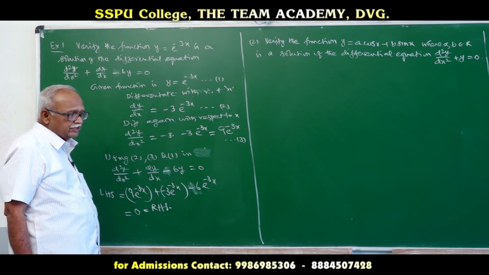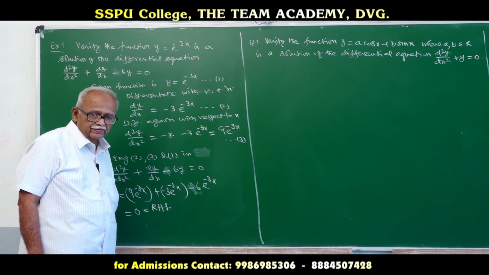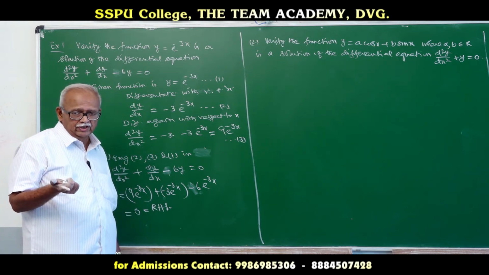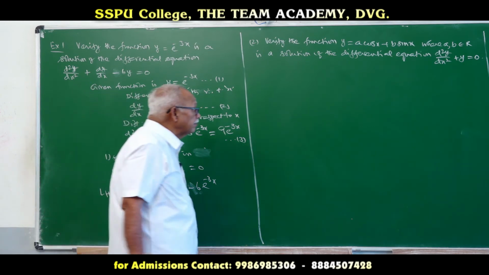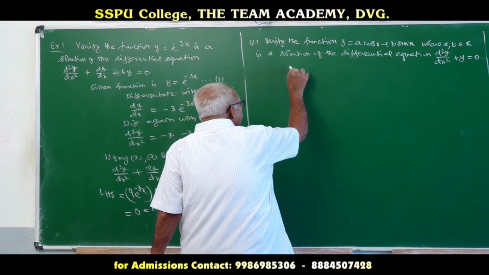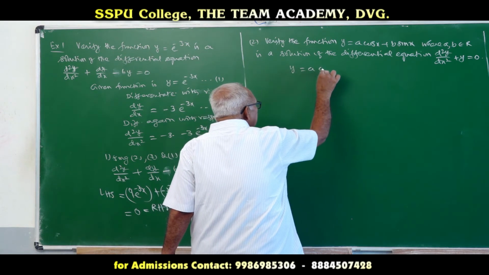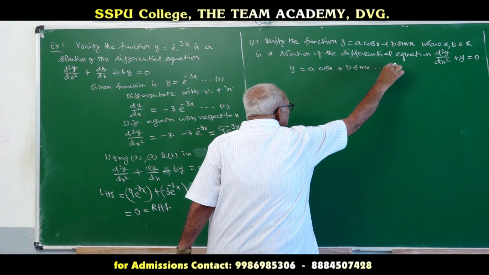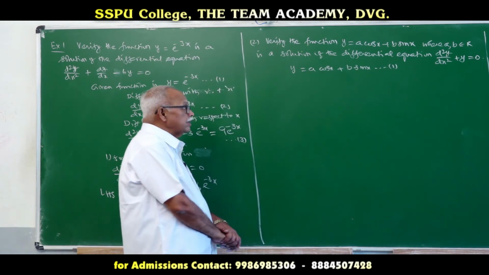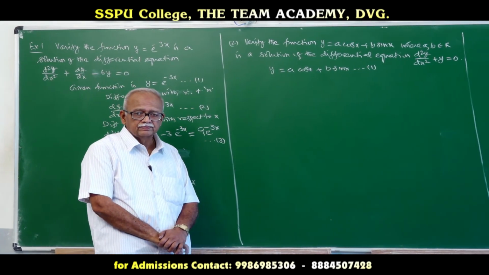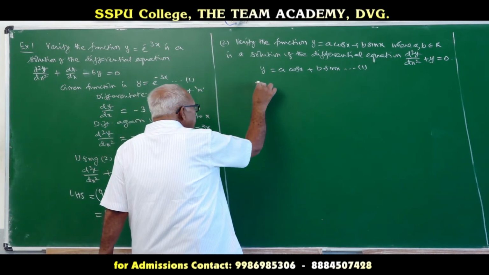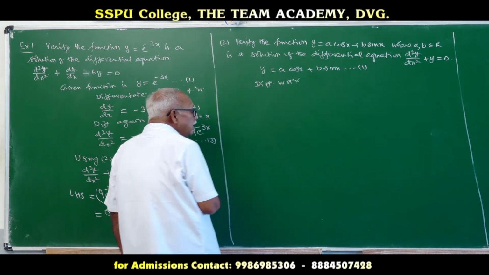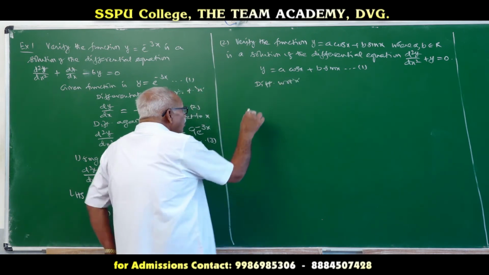The second chapter gives differential equation verification. You will be given a function and a differential equation. We have to verify the differential equation using the function. Now, the given function is y is equal to a cos x plus b sin x. Differentiating with respect to x.